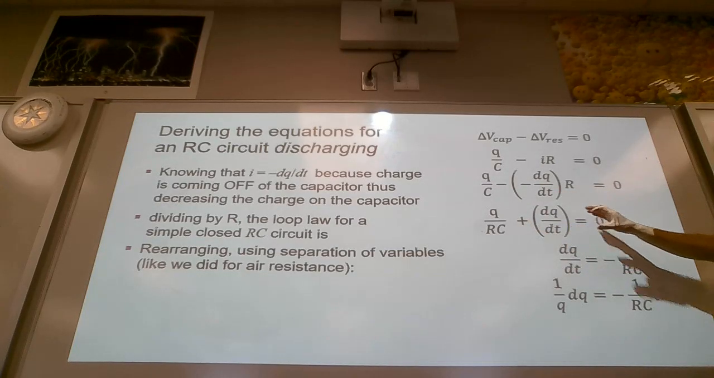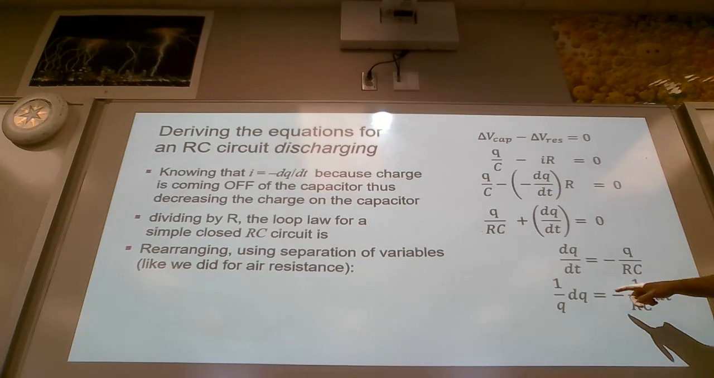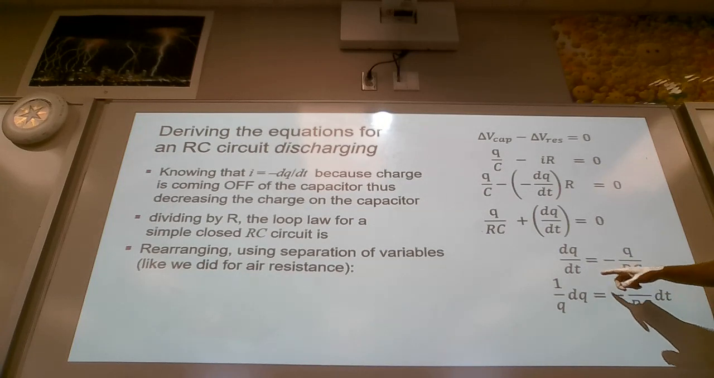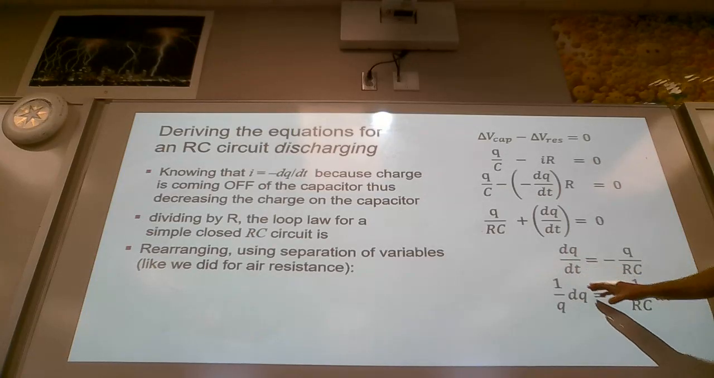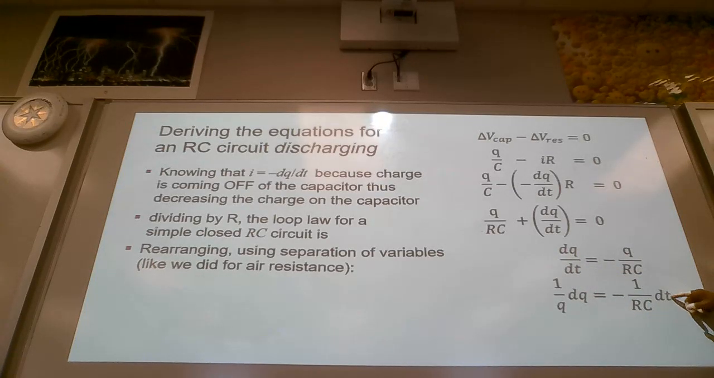So at this point, we're doing it like air resistance, the method of separation of variables. So we're going to put everything with Q on this side. So we have Q over here, and everything else we're going to bring over here to dt. And the negative is still there.